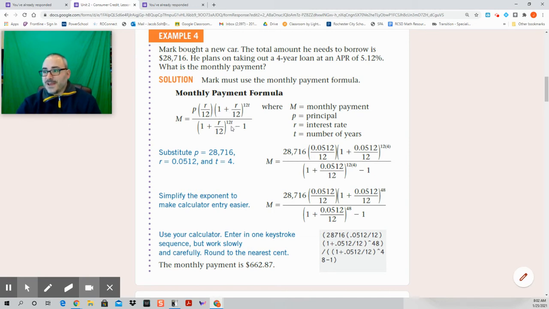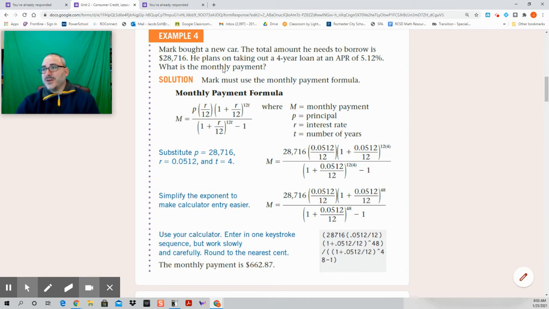And then T shows up again down here, and it's still 12 times T. 4 years, 12 times 4 is 48. So I'm going to raise this piece in parentheses to the 48th power. Now, fortunately, we're not going to have to raise things to the 48th power in our heads or on paper. We're going to use our calculator for all of this. But this is such a big monster that we have to be really careful how we put it in our calculator, and I'm going to show you how that happens.